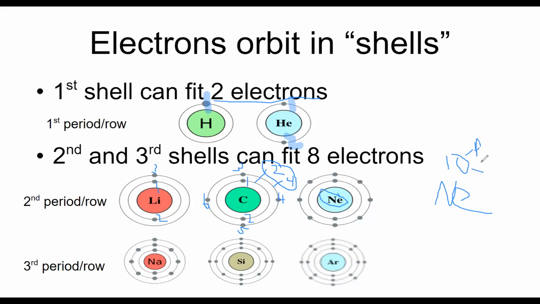And so if neon has 10 protons, then how many electrons does neon have? 5? No. 10. Exactly, there you go, Rebby. Neon has 10 electrons. Yep, Alejandra got it again. So remember, protons and electrons are always going to equal each other. They're always going to be the same. So neon has an atomic number of 10, which means it has 10 protons, which means it has 10 electrons.